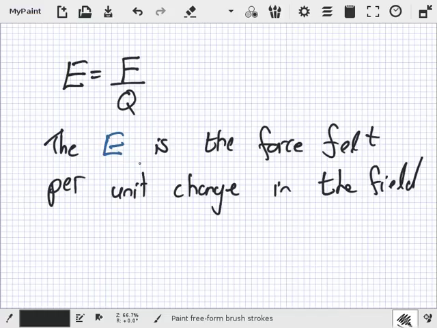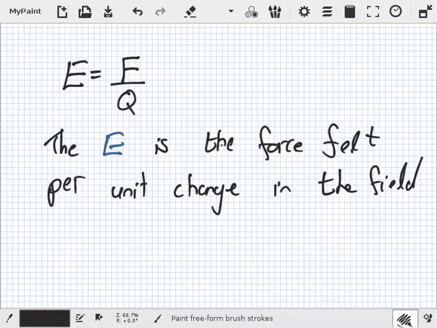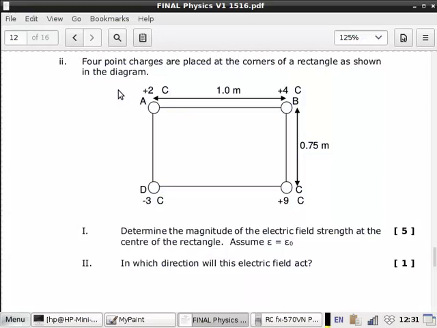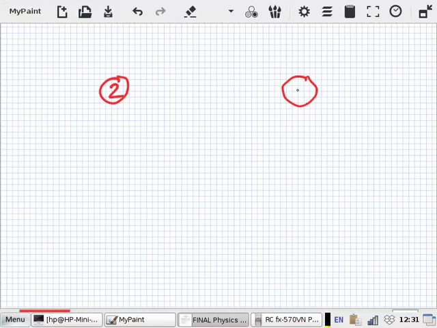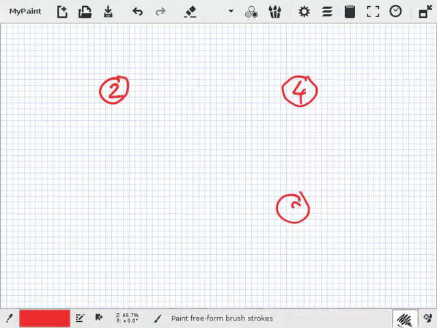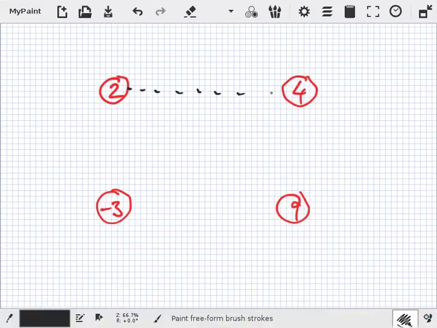Can I continue? Right, so the next part is we want the electric field strength at the center of the rectangle here. So look, we'll have to draw this. You have a charge here, how big is that one? A 2C, and here a 4C, and here a 9, and here minus 3. And this distance here is a 1, and this is a 0.75.